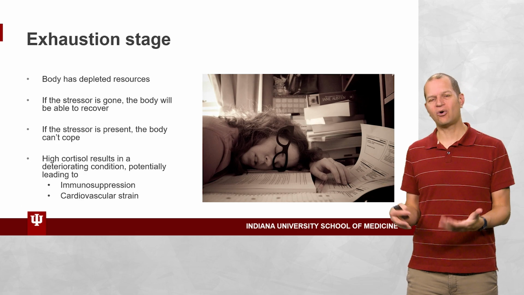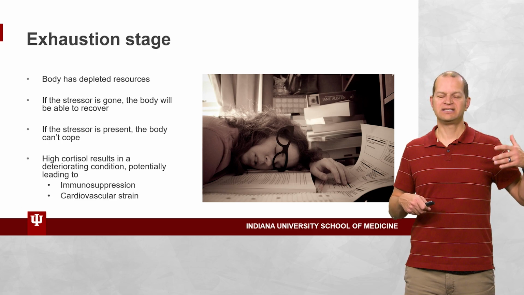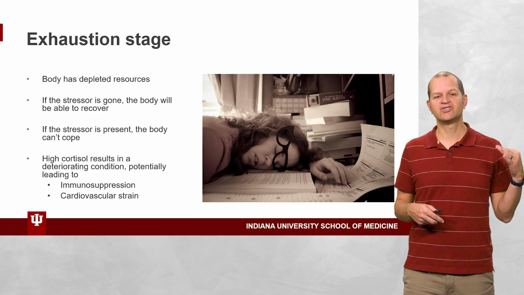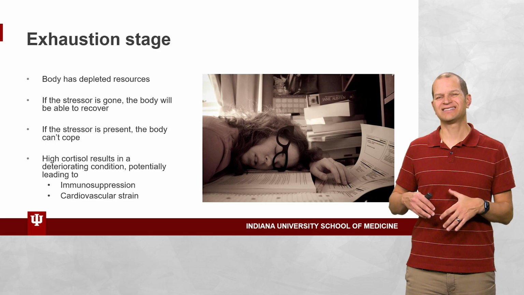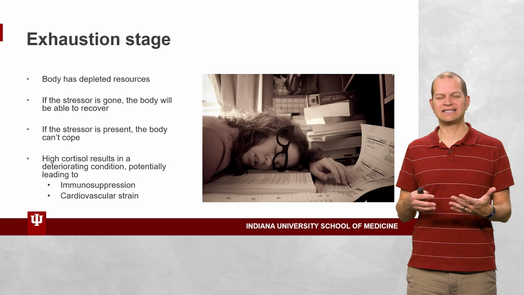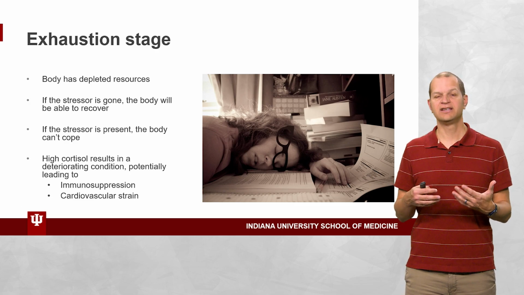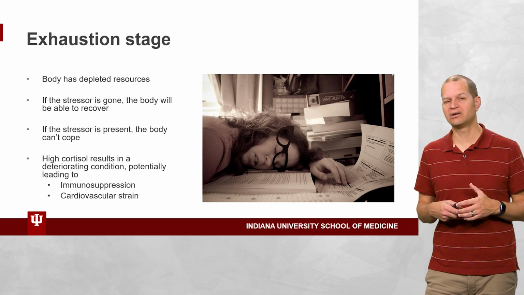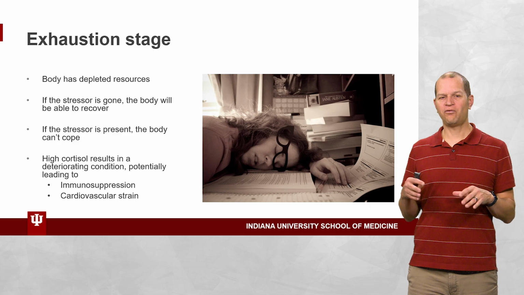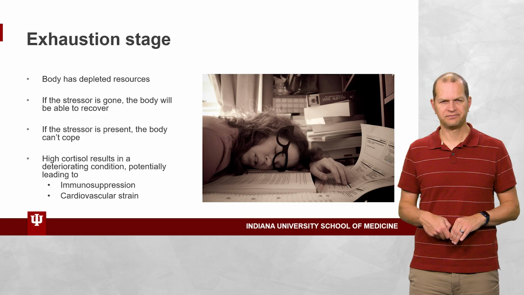And so that high cortisol released by the HPA axis continues to be there, but it's coming at a huge cost. Remember, cortisol suppresses the immune system, so it's going to be a lot easier to get sick, okay? This increased activity could lead to cardiovascular strain. Your heart, your cardiovascular system is working harder than normal. That's not a good thing either, okay? And so if we get to the exhaustion stage, hopefully, if we haven't already, we can get rid of that stressor so we can start to recover.